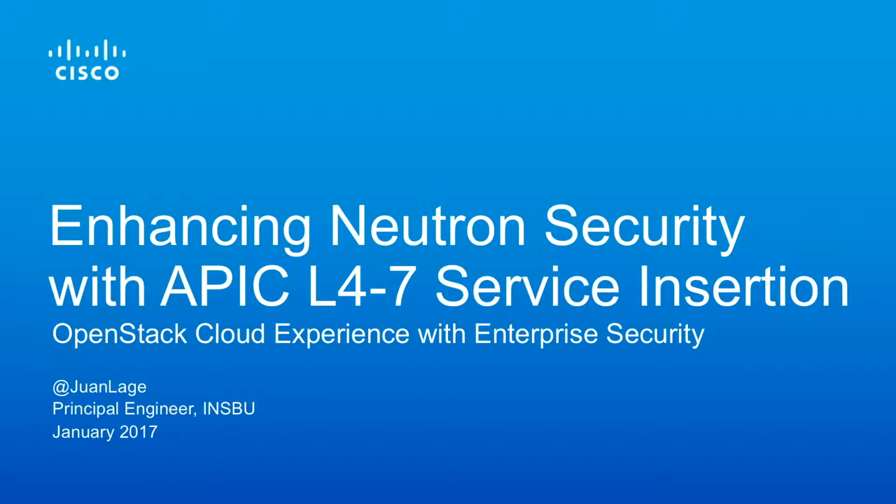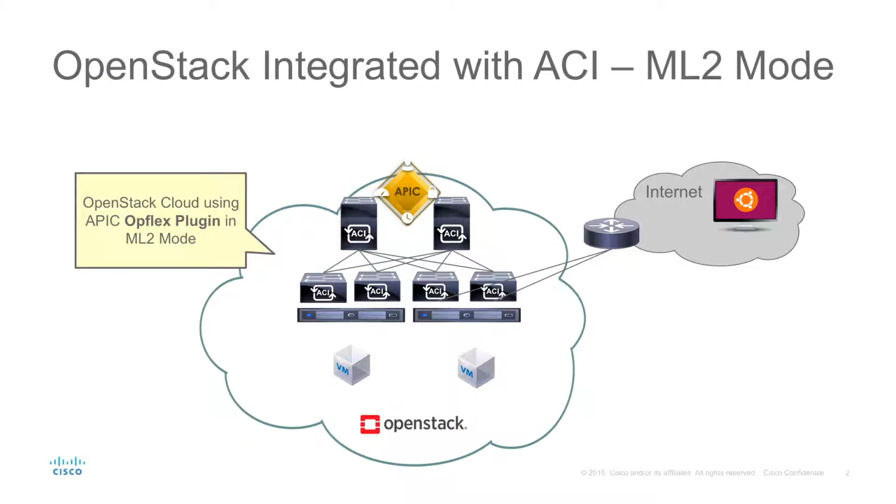Hello, in this demo we're going to look at how we can enhance Neutron security using APIC L47 service insertion. The idea is to enhance an OpenStack cloud experience with enterprise security. We will be looking at a very simple lab where we have deployed an OpenStack cloud where the SDN component is provided by the APIC Opflex plugin integration using ML2 mode. This cloud will have connection to the external internet using L3 out interfaces.